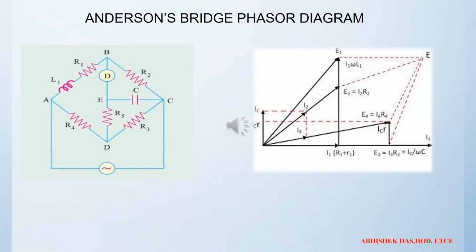And this is the phasor diagram of the Anderson bridge. On the left side is the diagram of the Anderson bridge, and on the right side you can see the phasor diagram of the Anderson bridge.